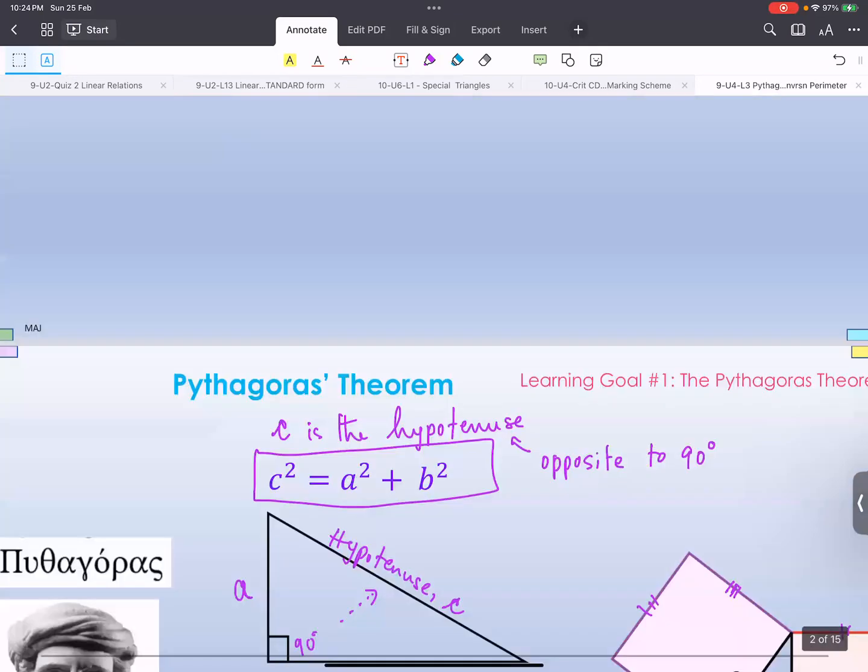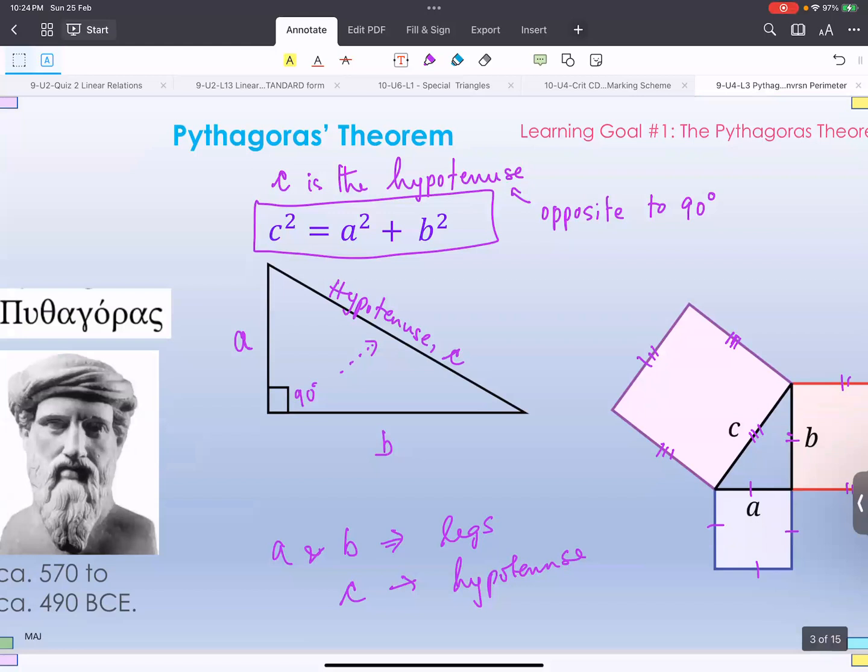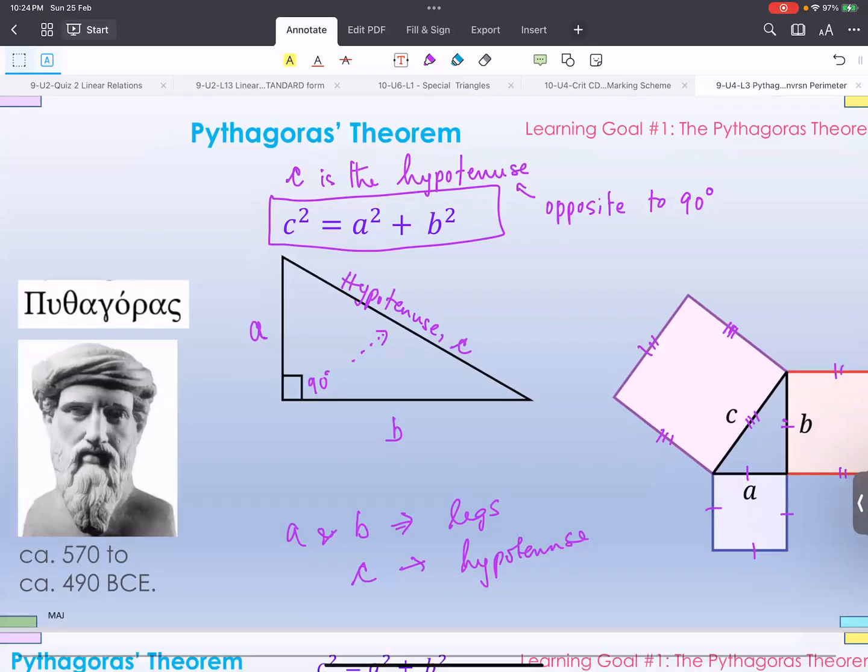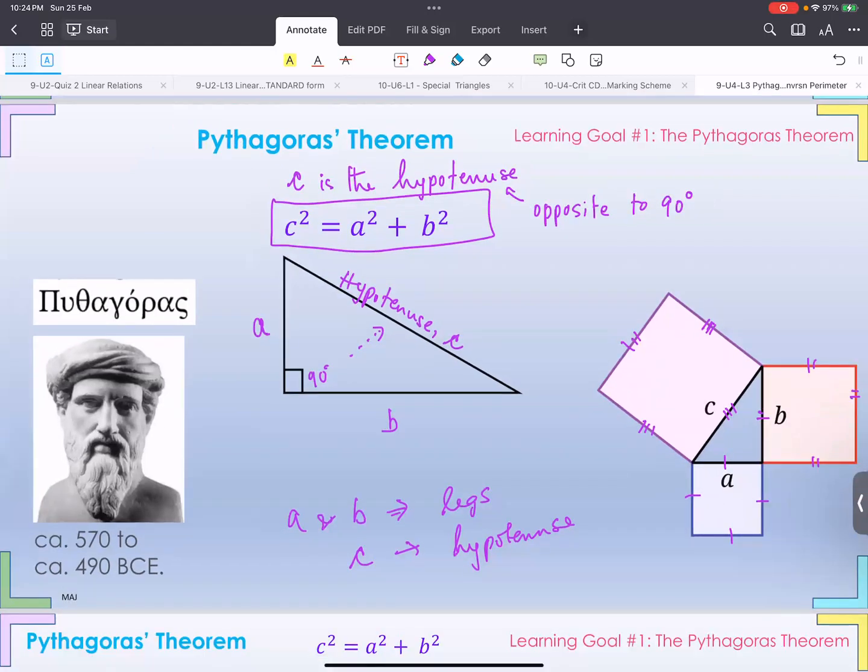Right, let's get on with the Pythagoras theorem. Pythagoras lived somewhere in 500 BC, and probably others had also discovered this, but this is the earliest record we have. This theorem only applies to 90-degree triangles, or right triangles. And we have the hypotenuse, which is the side opposite to 90 degrees.